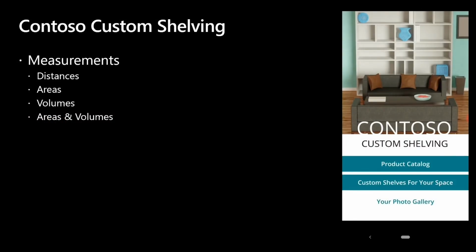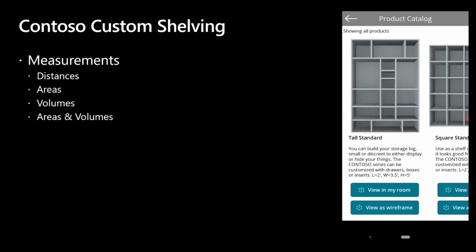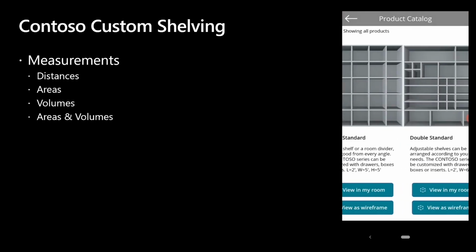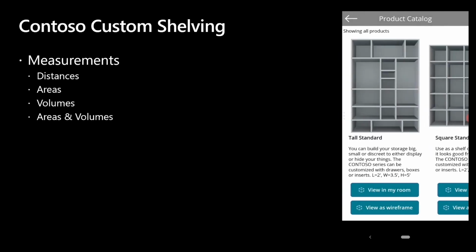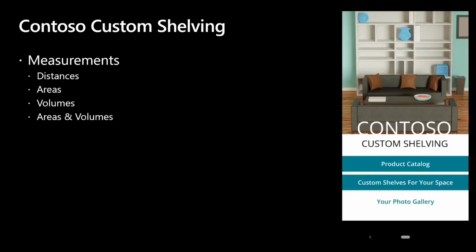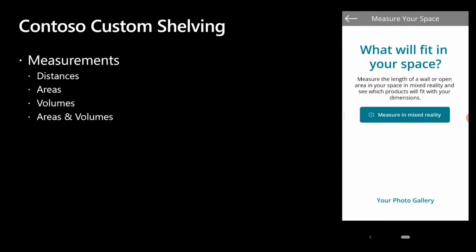In this demonstration, we're going to incorporate the use of mixed reality measurements to filter the available products in our catalog. This is the Contoso Custom Shelving app. Longtime Microsoft watchers know that Contoso has been in a lot of different businesses over the years, but it just so happens that I have a dead-end hallway in my home that would be a perfect place for some shelving. If I take a look at the product catalog, you can see all the different types of shelving available to me. There might be hundreds of different options though, and I would like to narrow it down to those that will fit in my space.